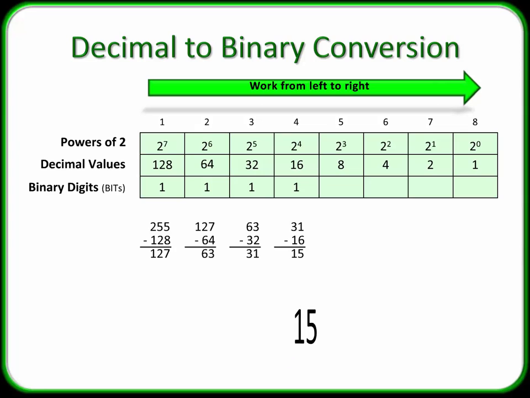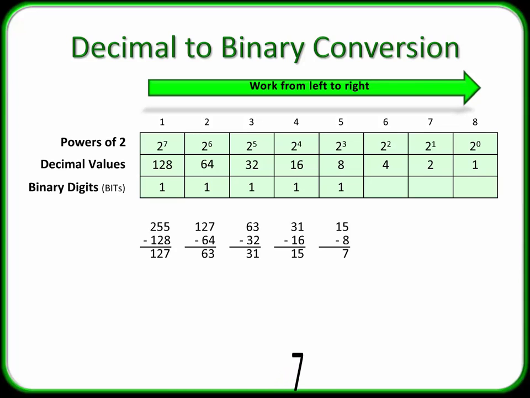Take that remainder, 15, identify which is the next value I can subtract from it, and of course that's 8. We'll put a bit then in the 8 column in the binary digits row, and then do the math, subtract 8 from 15, and end up with a remainder of 7.